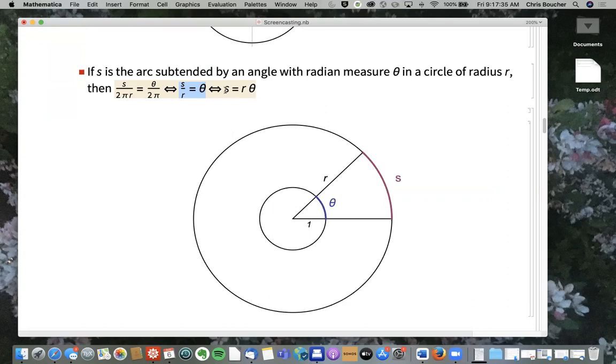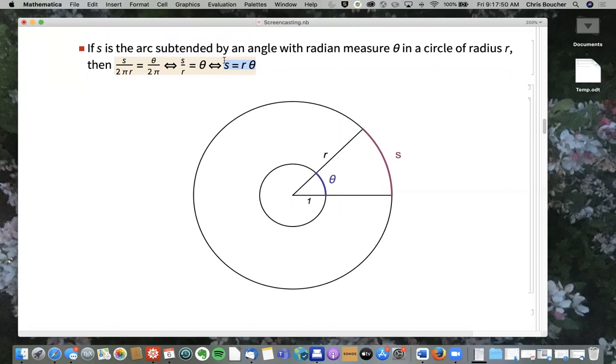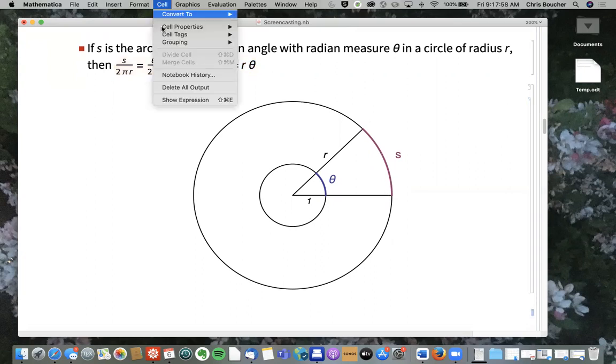And if I solve for s, what I get is a formula for the length of the arc subtended by the angle theta on any circle, right? Because you could put theta inside a unit circle or a circle of radius 5 or a circle of radius 10 or what have you. And now we have a pretty easy way of calculating the length of this arc on the outside. All right.